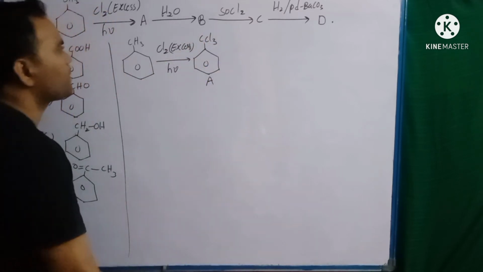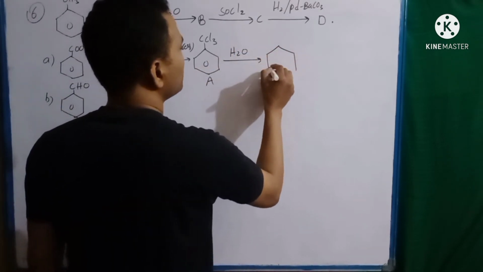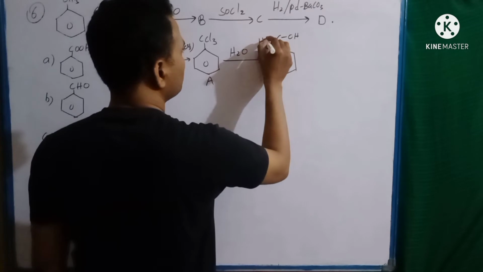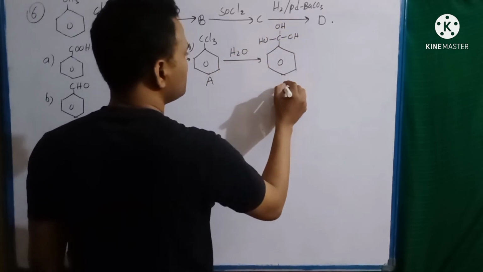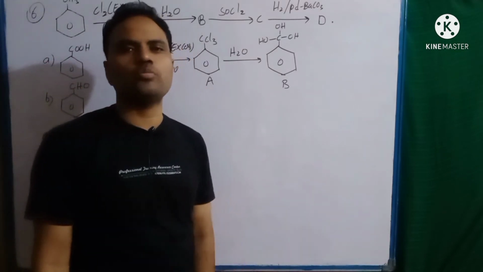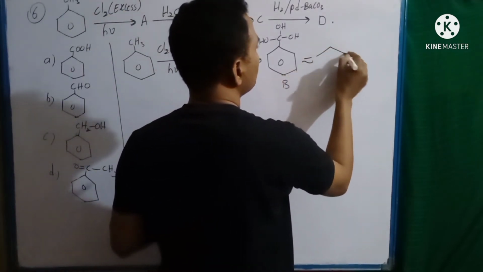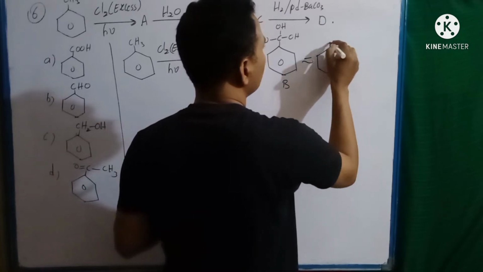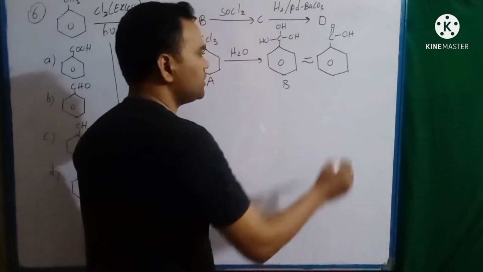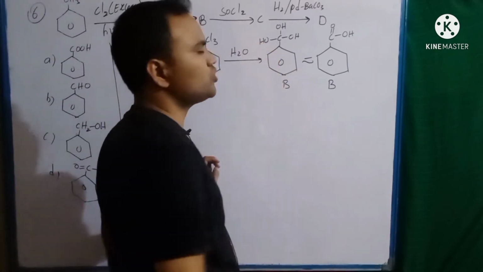gives compound A. And A on treatment with H2O, all halogens are replaced by OH groups. So this is B. See, 3 OH groups are not possible on a single carbon atom. So immediately water molecule elimination takes place and we get a carboxylic acid. Okay, nothing but this is B. Right. B on treatment with SOCl2.